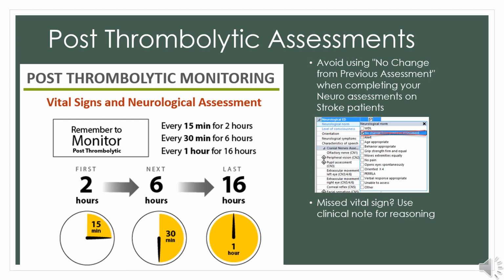Ensure you document your stroke assessment interval times from the exact time you started and for the full amount of time. No rounding. If the first Q 15-minute vital sign starts at 9:16 a.m., you must start your Q 30-minute vitals 2 hours later at 11:16 a.m.